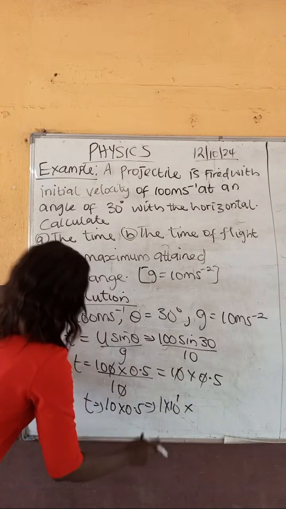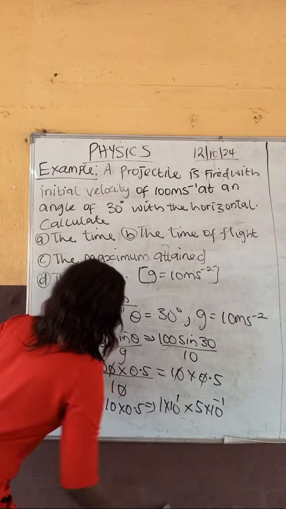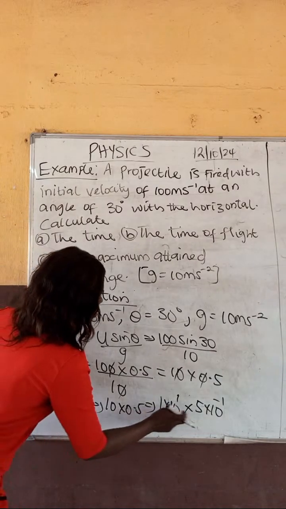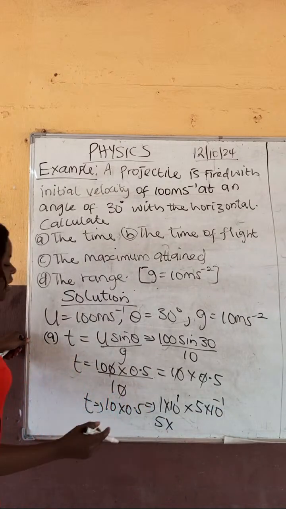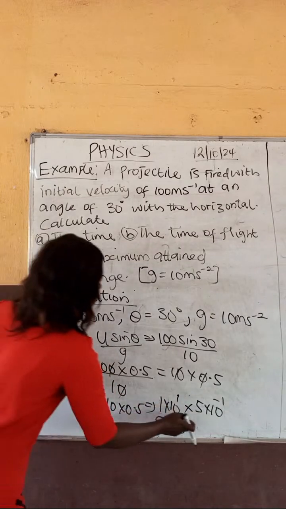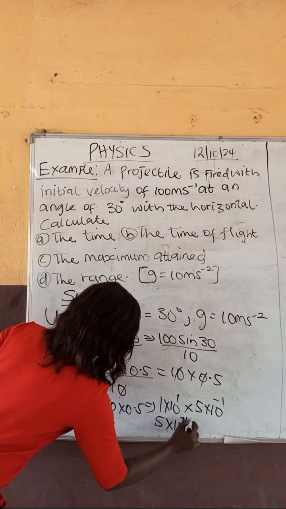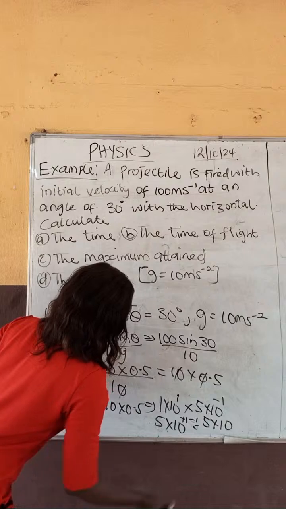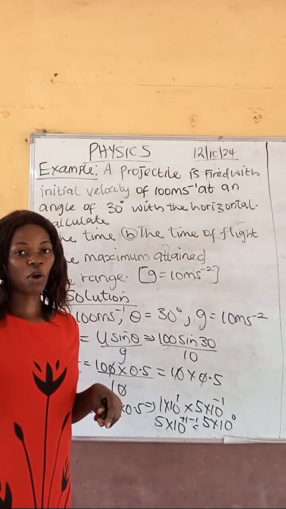Then times 0.5 is the same thing as 5 times 10 raised to the power minus what? 1. Right? Okay, let me work on the whole numbers. 1 times 5 is what? 5. Then, if I want to work on the powers, I will have 10. From the law of indices, the bases are the same, so I'm going to add the powers: plus 1 minus 1 is going to give me what? 5 times 10 raised to power what? 0. And also from the law of indices, anything raised to the power of 0 is equal to 1.